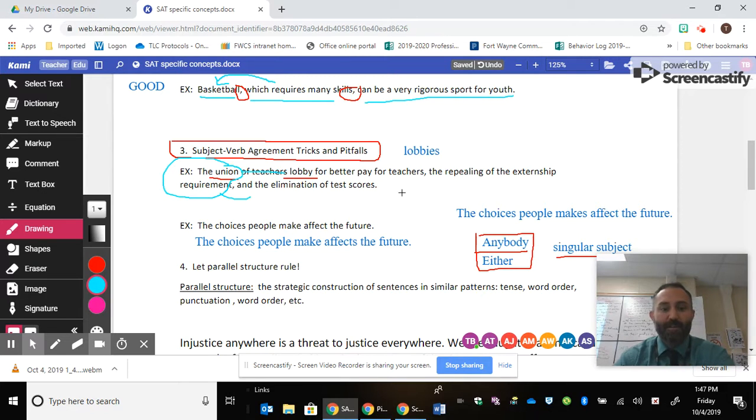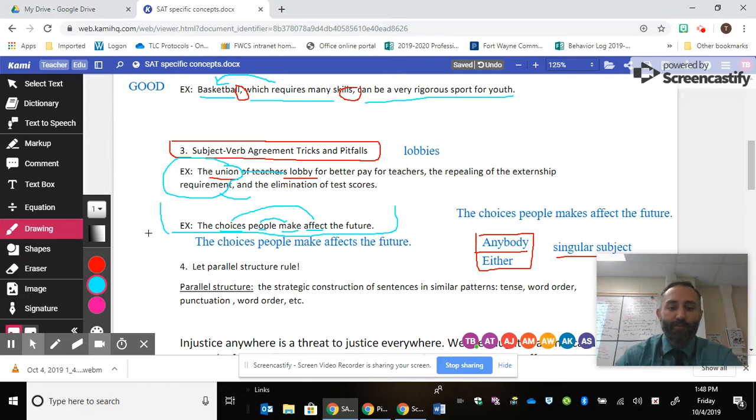Then I'm going to show you a specific example that we had to talk through. The choices people make affect the future, or the choices people make affects the future. The fact of the matter is that "affect" is the correct answer, but people would go, well, why? Well, people are the ones making choices that affect the future. So this verb matches the subject that's doing it. Choices is plural, which is why "affect."